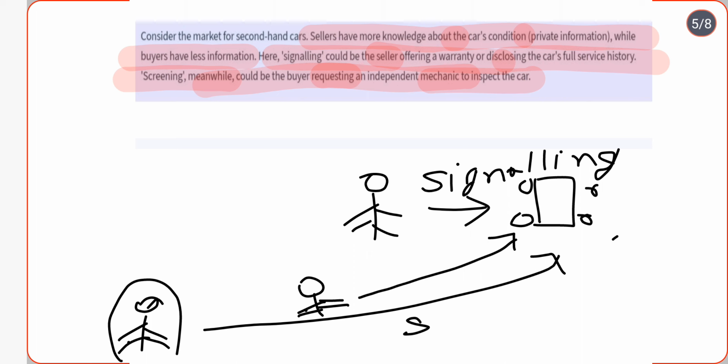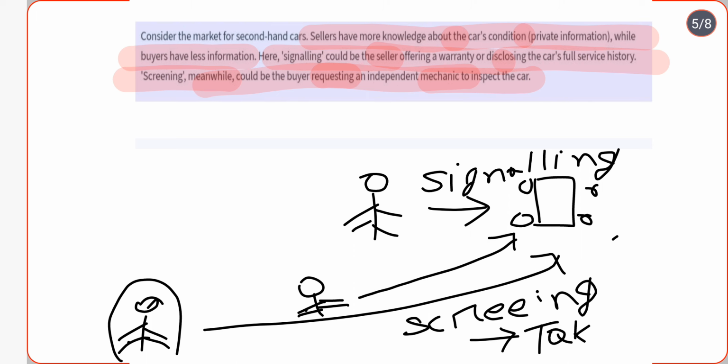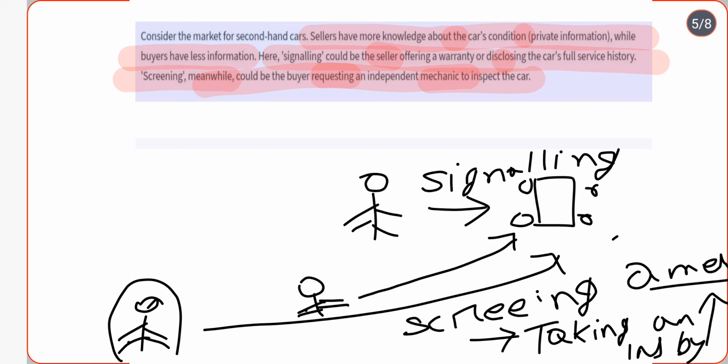So this can be a method of screening by which the buyer can identify whether the car is good or bad. So a screening method can be taking an inspection by probably a mechanic. And what is signaling? Signaling, in this example, will be giving a warranty. If my car is not good enough, I will never dare to give a warranty.